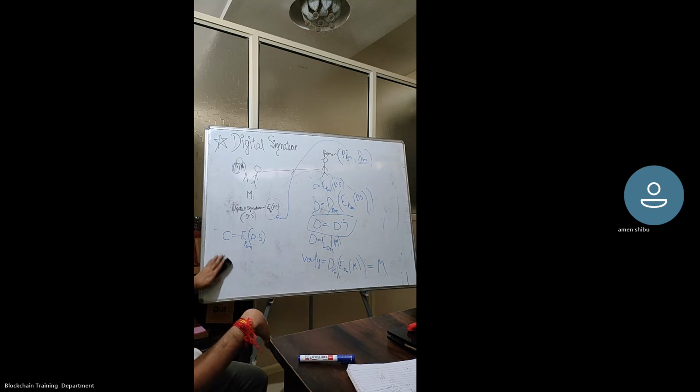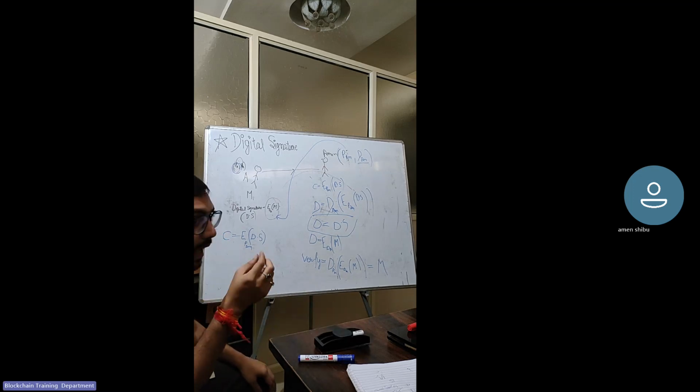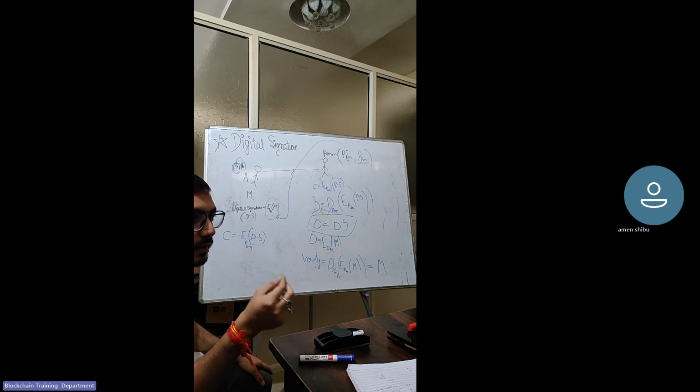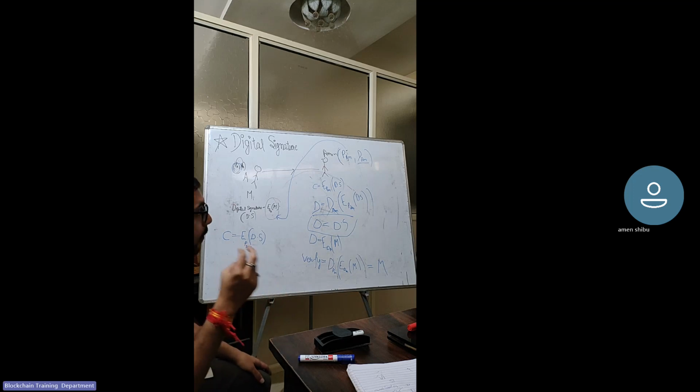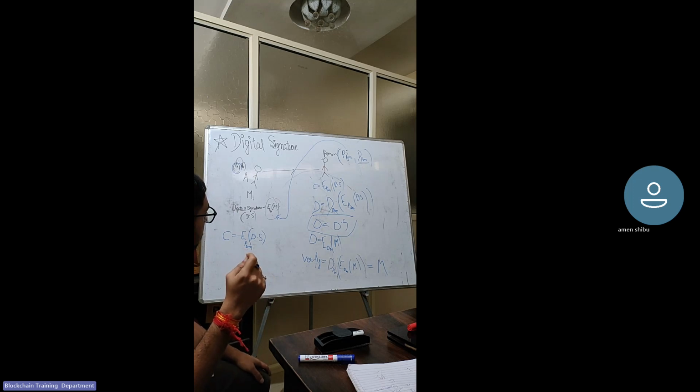Now Amin can decrypt that cipher text, the encrypted digital signature. Now Amin will decrypt that encrypted text using his own private key.